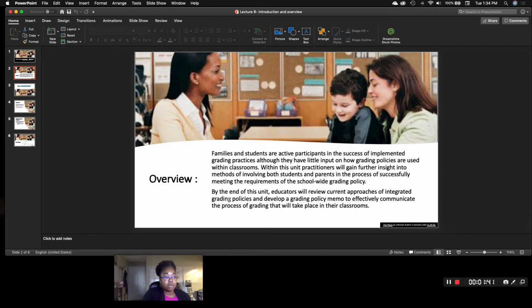So for this module, families and students, remember, are active participants in the success of implemented grading practices, although they have little input in how grading policies are used within the classrooms. And the overview also states within this unit, practitioners will gain further insight into methods of involving both students and parents in the process of successfully meeting the requirements of the school-wide grading policy. By the end of the unit, I'm hoping that we will review your current approaches of integrating grading policies and develop a grading policy memo to effectively communicate the process of grading that will take place in your classroom.